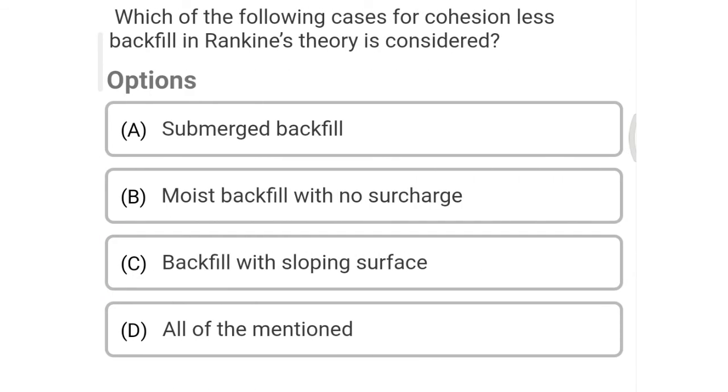So next question, which of the following cases for cohesionless soil backfill in the Rankine's theory is considered? Option A submerged backfill, option B backfill moist with no surcharge, option C backfill with sloping surface, option D all of mentioned. So the correct answer is option D all of mentioned.